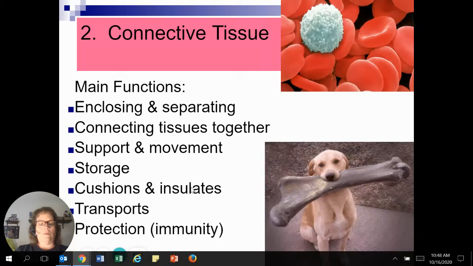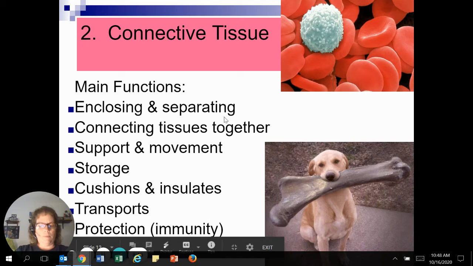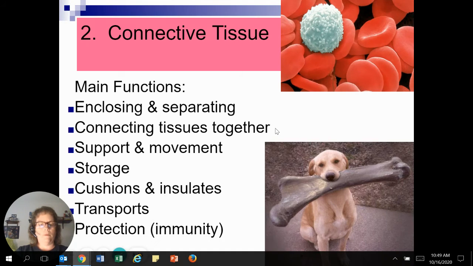All right, our second main type is connective tissue. So that was epithelial we just did. Now we have connective. Connective has several functions as well. They enclose and separate things in the body. They connect tissues together.